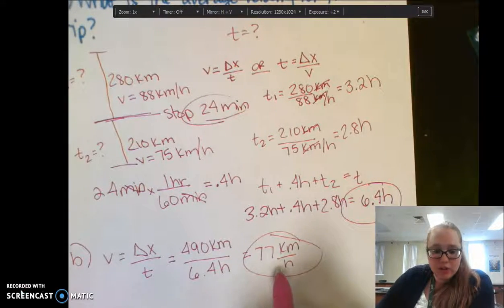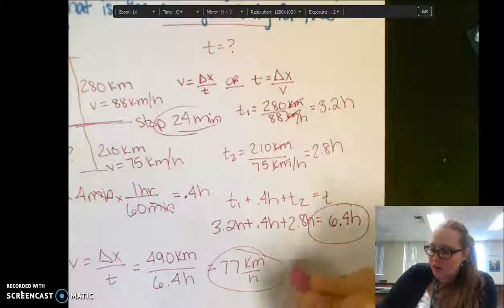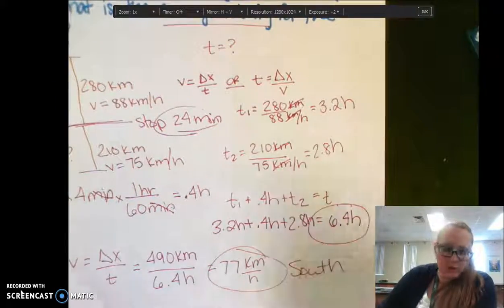Now we want to make sure that we include a direction. We go back to our problem. They were moving south. So to complete our answer, we're going to say south.